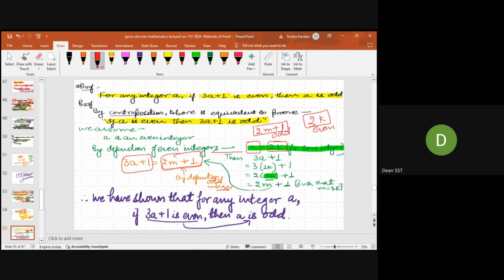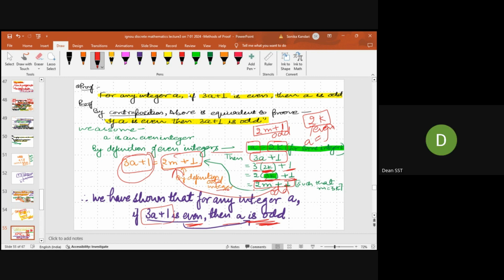So then 3a plus 1 will become... what is your a? a is equal to 2k. So we can make 2k. So 3 into 2k plus 1, so 2 times (3k plus 1). Fine. 2m plus 1. And what is 2m plus 1? It is an odd. So we have shown that for any integer a, if 3a plus 1 is even, then a is odd. Is it clear?